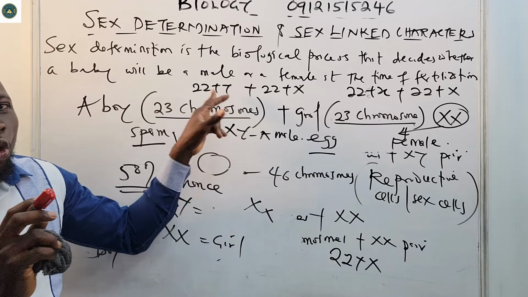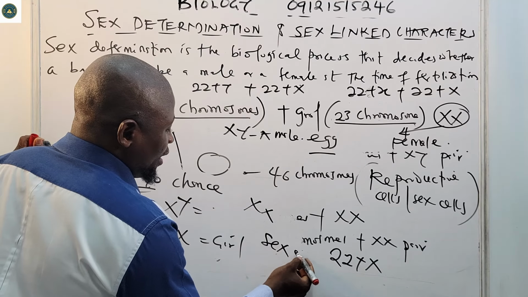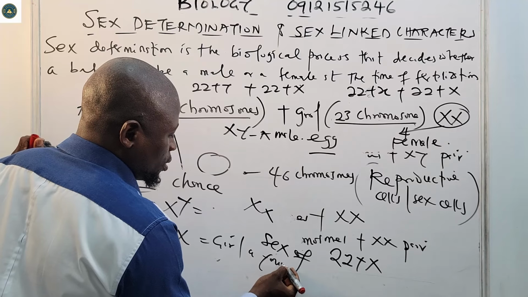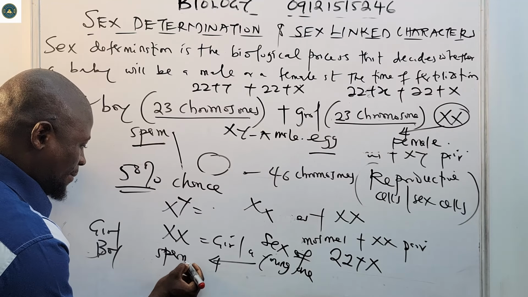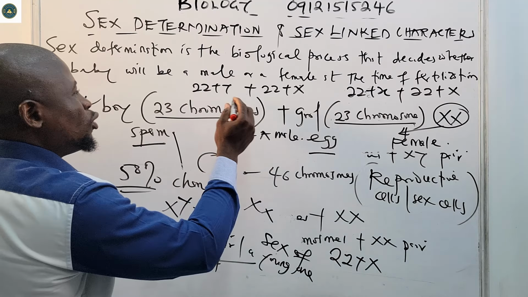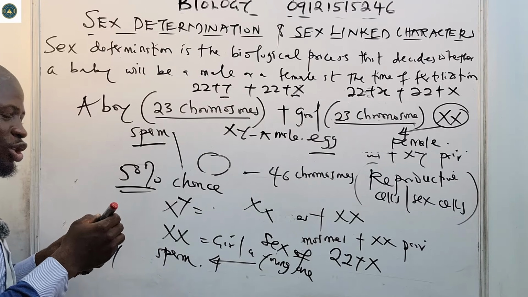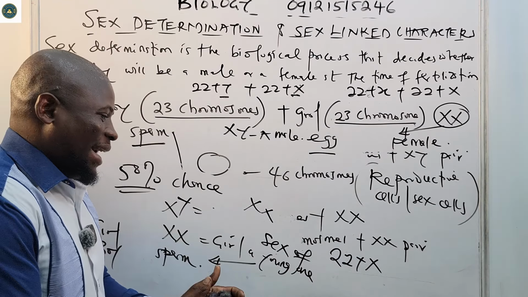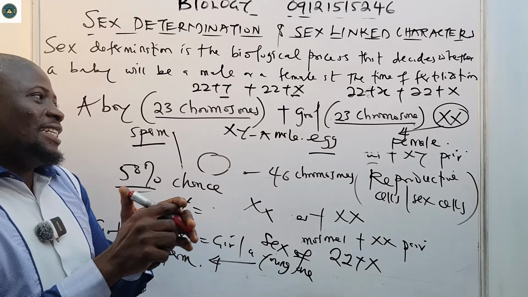So the sex of the young one is determined by the sperm. The sex of a young one is determined by the sperm, or the sex chromosome in the sperm. All right. So the sex of a young one is determined by the sperm, or the sex chromosomes that are present in the young one.